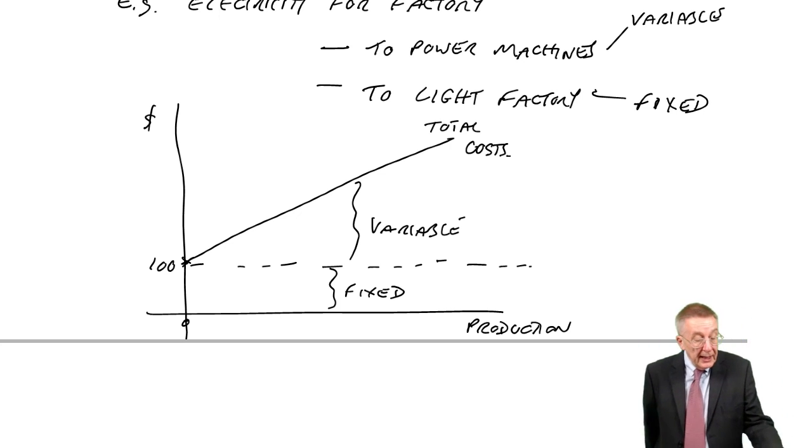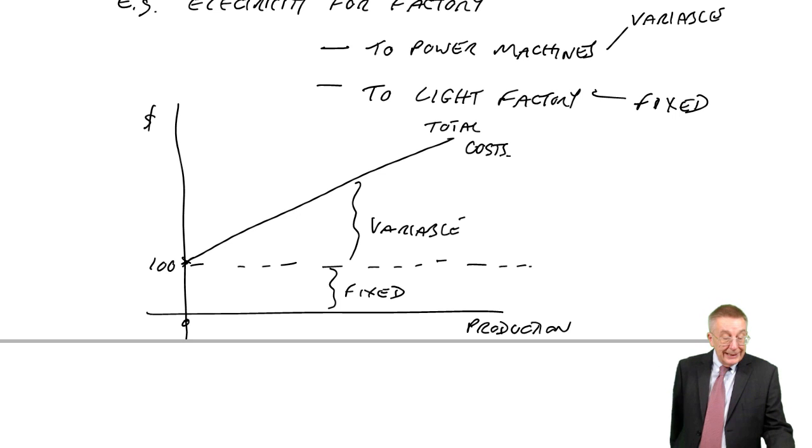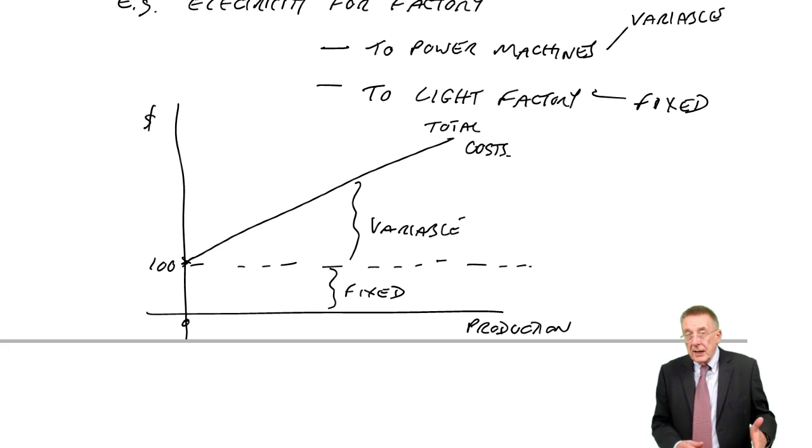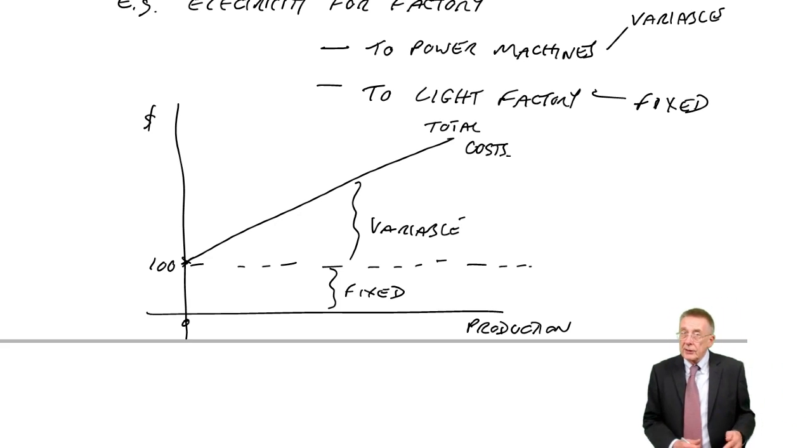So look at the little table. Direct costs, they're variable, the tick. Production overheads could be either. Electricity for the machines, variable. Electricity to light the factory, fixed. Rent of the factory, fixed. So they could be either.